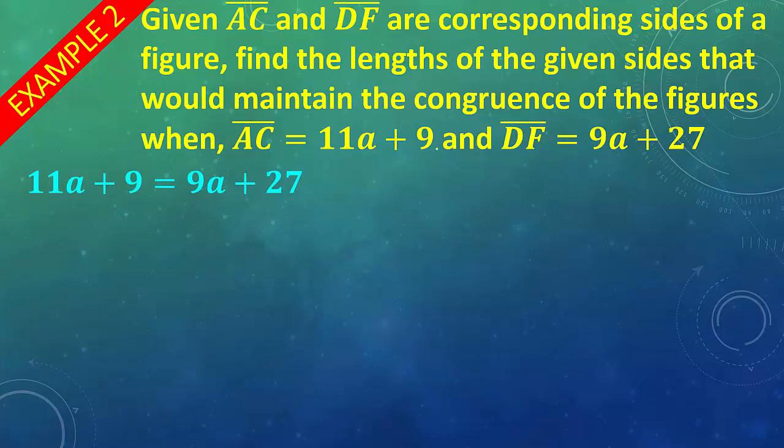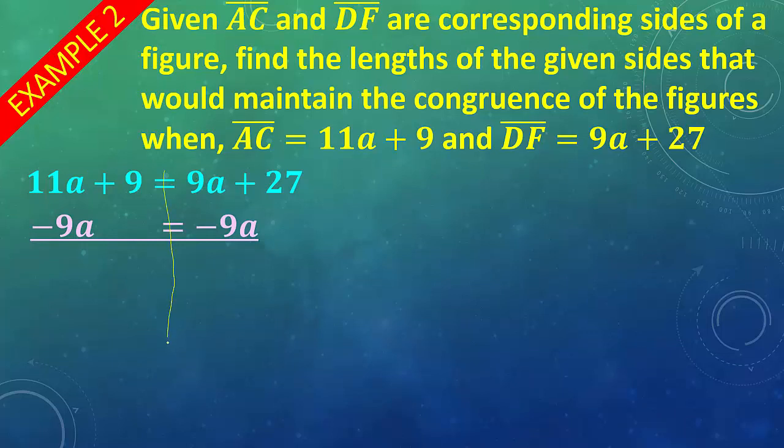All right, if they're congruent and they're corresponding, those sides have to be equal. So now we have an equation with variables on either side. Just do what we did last unit. Subtract 9a from both sides, so we're getting all of our variables on the right hand side.